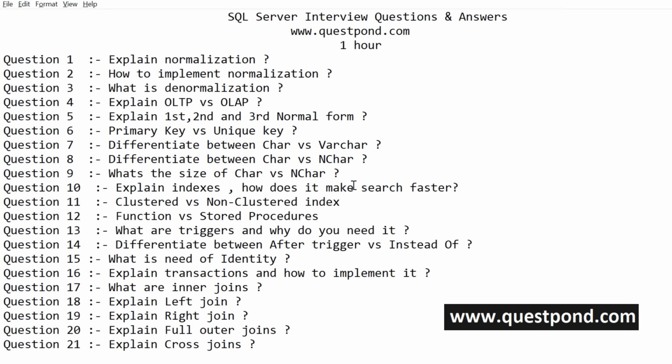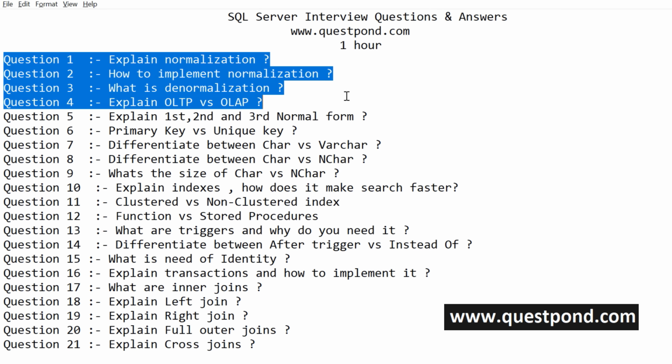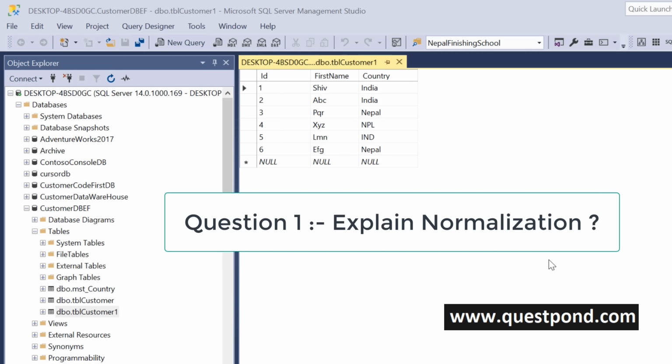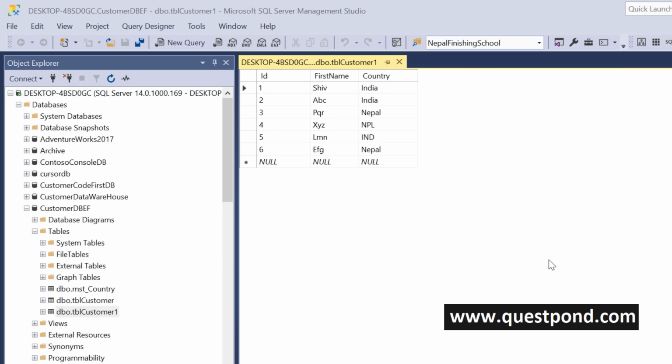So guys, let us get started with the first question around normalization and denormalization. Explain normalization and explain the benefit of normalization. Now, as I'm answering this question, let me parallelly also talk about some important tips from the interview perspective.